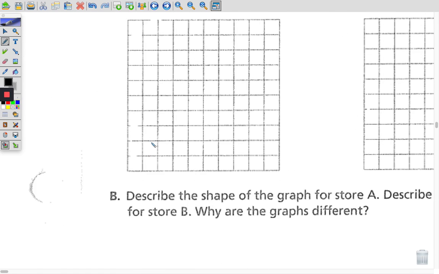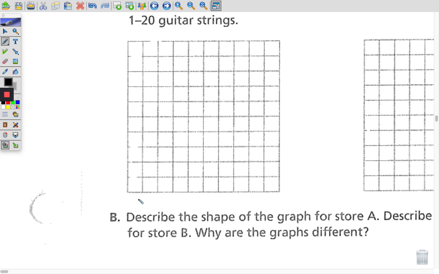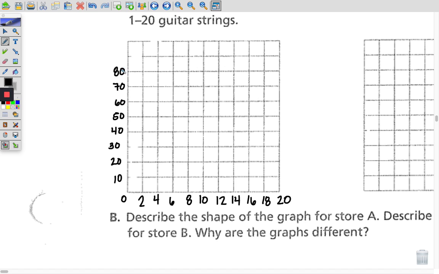Go by twos for our x-axis for our first graph. So I've got 2, 4, 6, 8, 10, 12, 14, 16, 18, and 20. Obviously this is 0. For my y-axis, I'm going to go up by tens. So 10, 20, 30, 40, 50, 60, 70, 80, 90, 100.